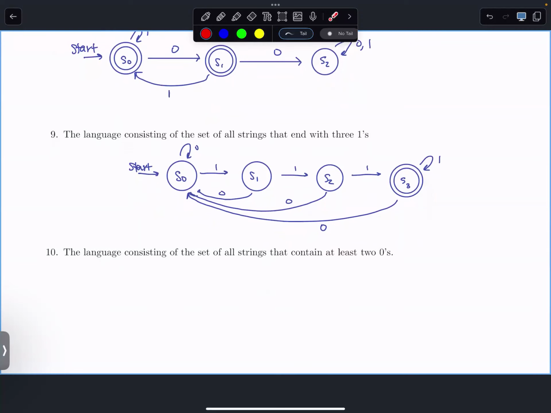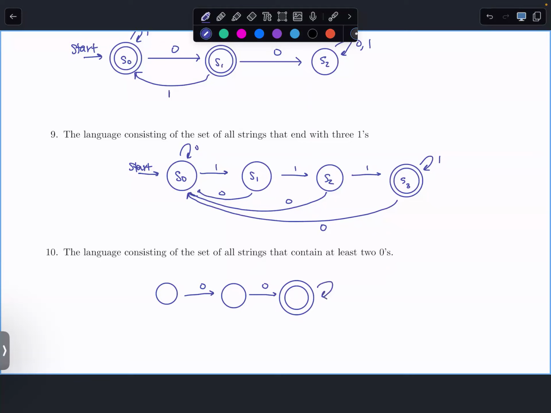All right, so number 10 here, we have the language consisting of the set of all strings that contain at least 2 zeros. So at least 2 zeros, they don't have to be consecutive. I know I need at least 3 states, right? Does that make sense? And once those 2 zeros have happened, any string of zeros and ones after that is fine. So you got the zeros and ones there in your final state.